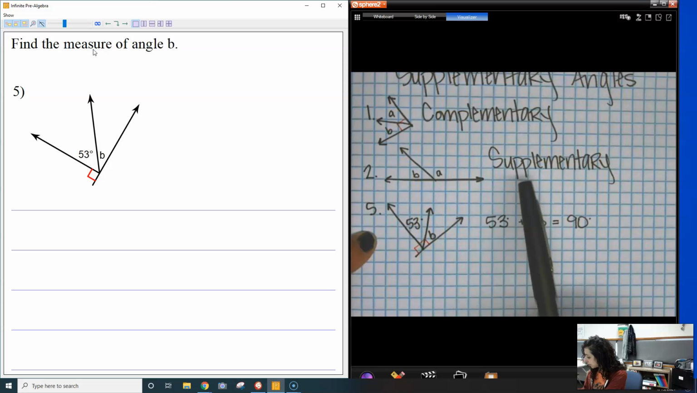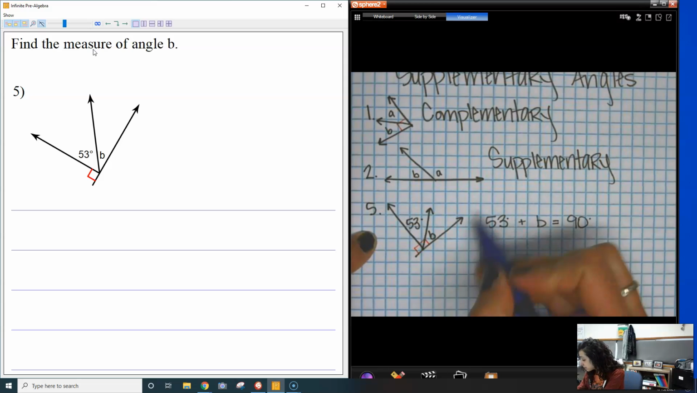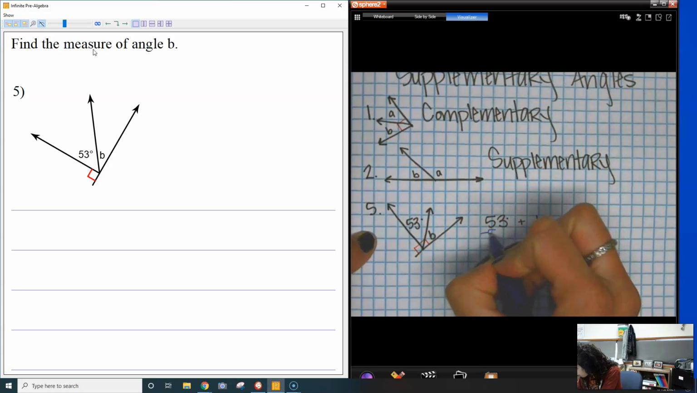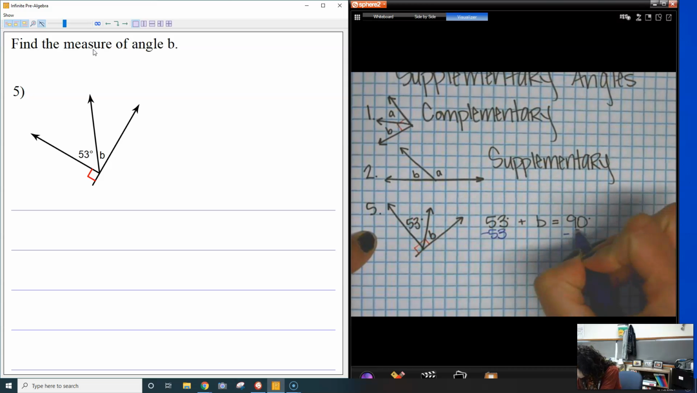Okay, so I need to get rid of that 53. So to get rid of that 53, it's a positive 53, so I'm going to subtract 53 from the left and subtract 53 from the right.